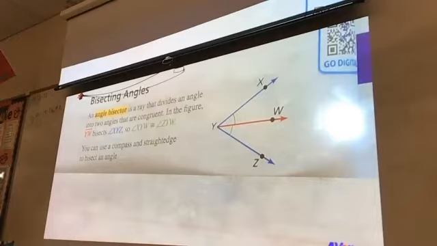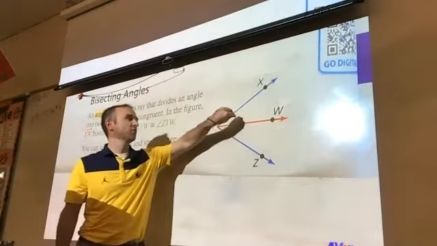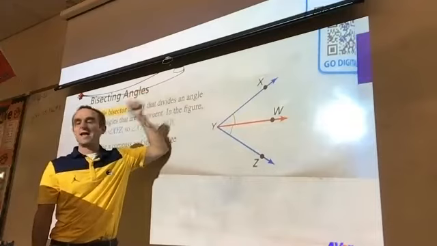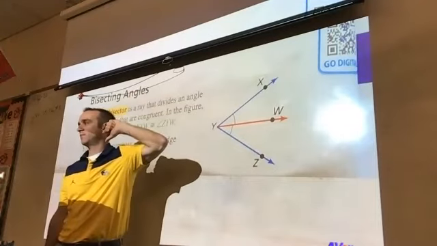Now, it's going to be very important, guys, that you pay attention to this versus the angle addition postulate problem that we just saw.